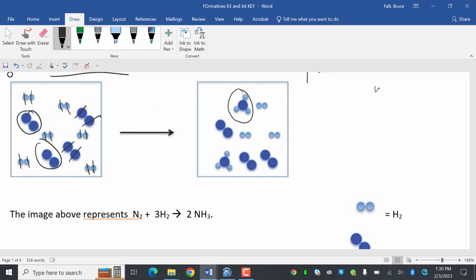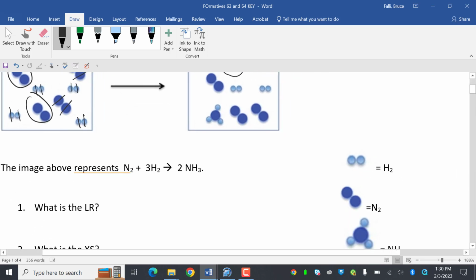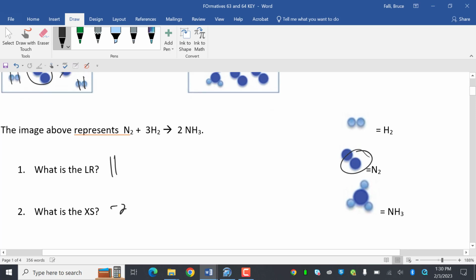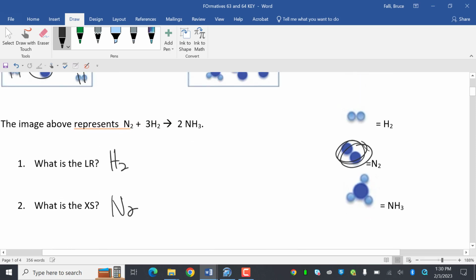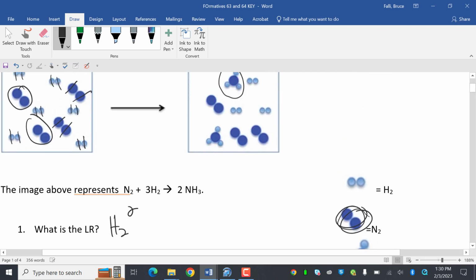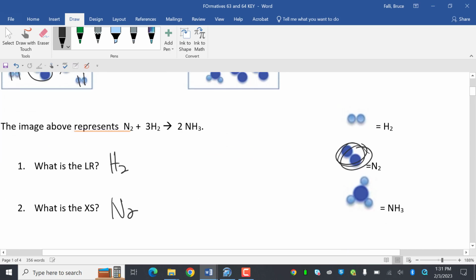Big blues, okay? So the limiting reactant is not big blues. It's the ones all gone. So what's the limiting reactant? H2. Those are all gone. What is the excess? The excess are the ones that are left over. That's big blue. That's N2. Okay, I'm going to leave that there and let it pause. I know there was another picture here, but you get the idea.